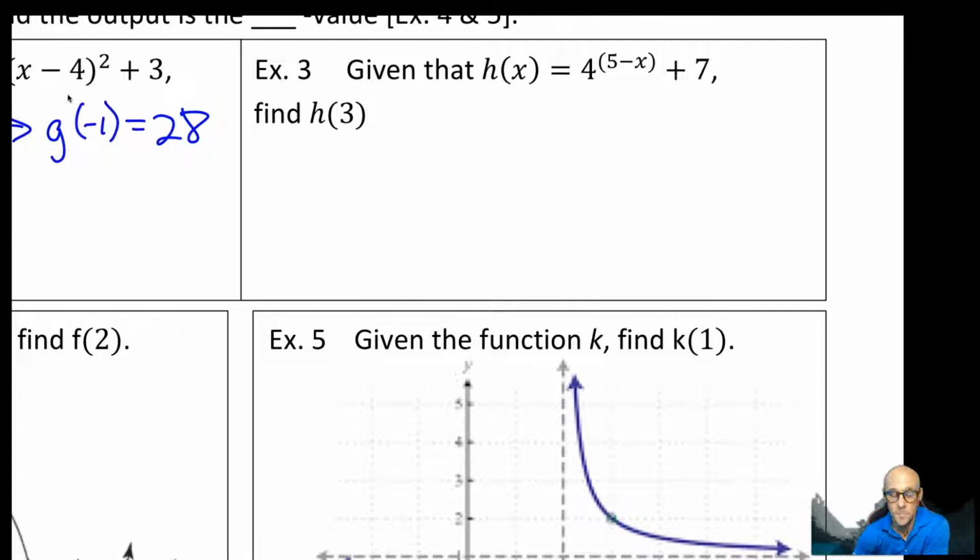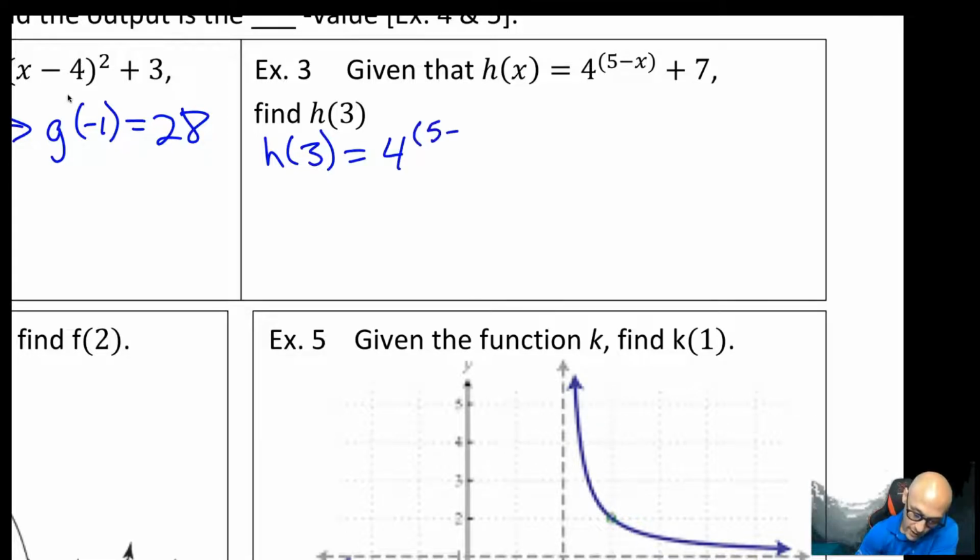The next one here, given that h of x is equal to 4 to the 5 minus x, plus 7, find h of 3. So h of 3 is equal to 4 raised to the power 5 minus 3. Again, I don't have to put it in parentheses. I could if I wanted to. There would be 2 sets of parentheses there then. So that's going to be 5 minus 3.